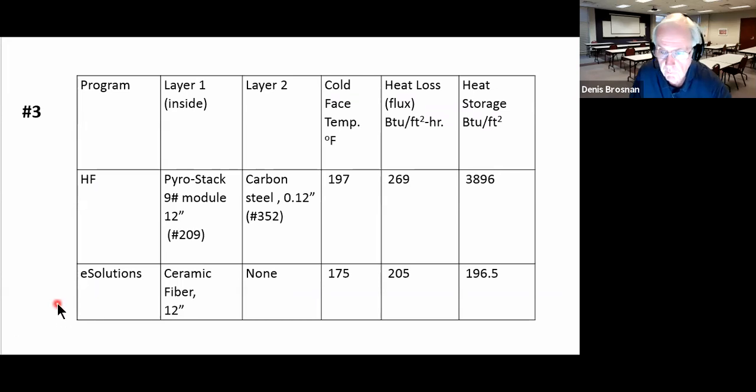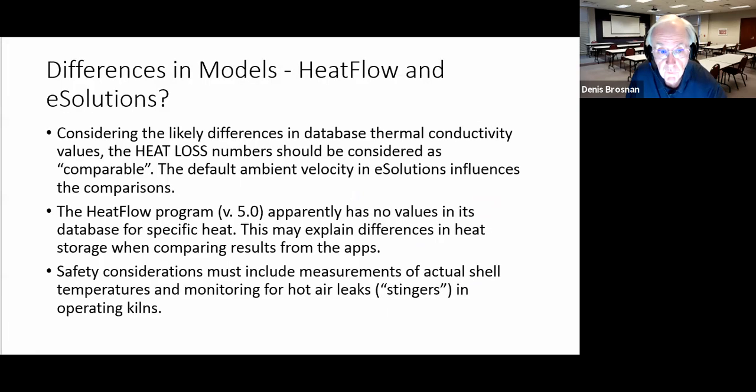So here we are. You can compare these. They're comparable here in terms of cold face temperature, 175, 197. Heat loss, 269, 205. That's the best agreement we've had. And heat storage, well, once again, heat flow for some reason is giving us more information than we have in eSolutions. So that's pretty much your homework.